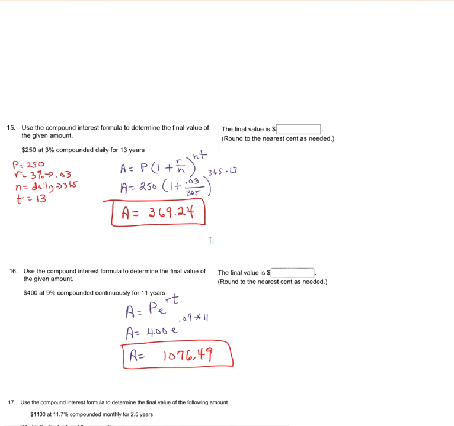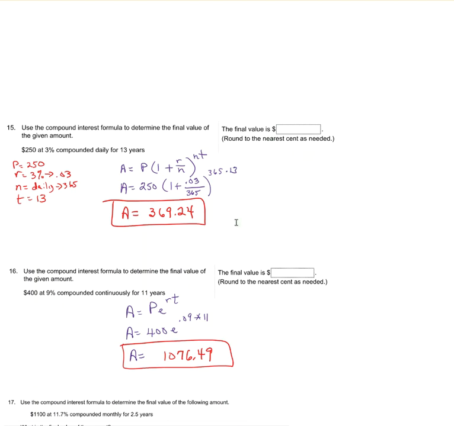Number 15, use the compound interest formula to determine the final value. So they're saying we're going to put $250 in, 3%, which is 0.03, and we're going to compound it daily. Well, daily would be 365 for your N, and then 13 years. So here's the formula. A equals 250 times (1 plus 0.03 over 365) raised to the 365 times 13. It'll always be rounded 2 places.